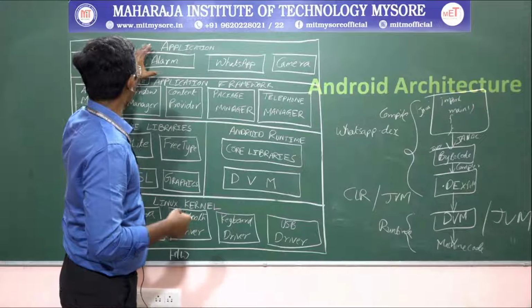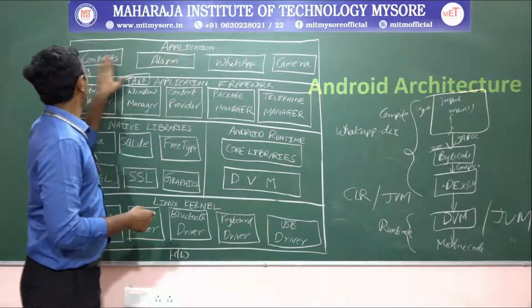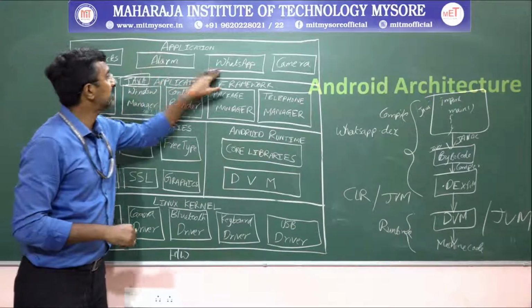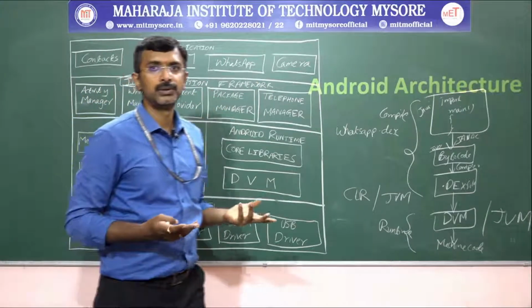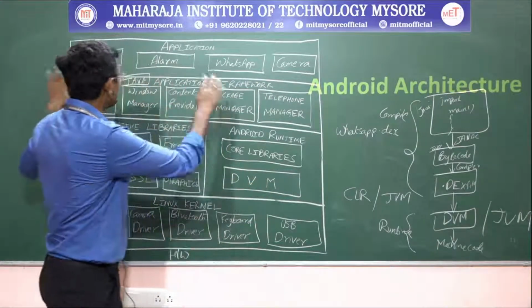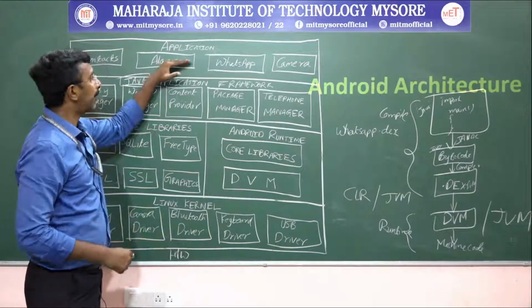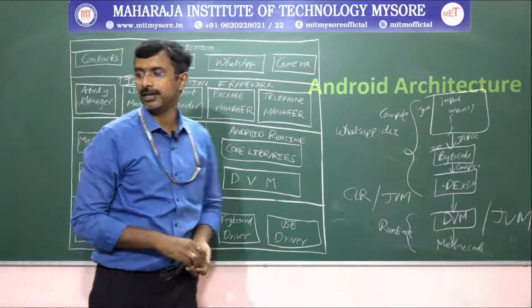Next, on top of it, what you have is our system applications as well as user applications. Contacts and alarm, we can call system applications, and WhatsApp and camera are nothing but user applications. So the overall Android architecture, this is how it looks, from the hardware to the applications. This is nothing but a stack.